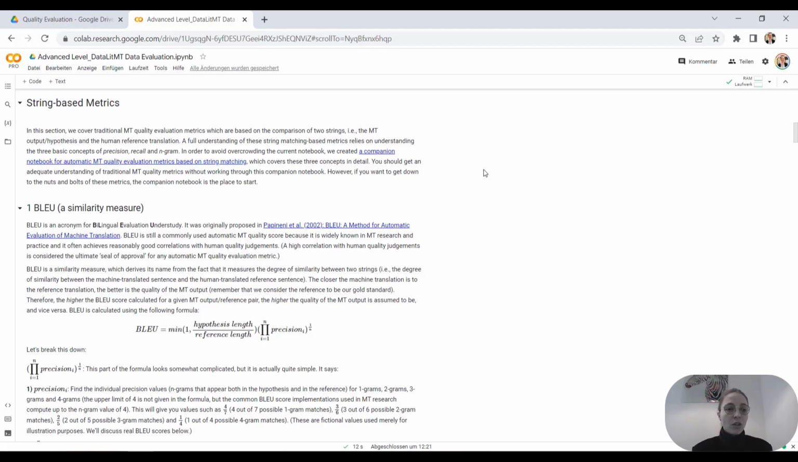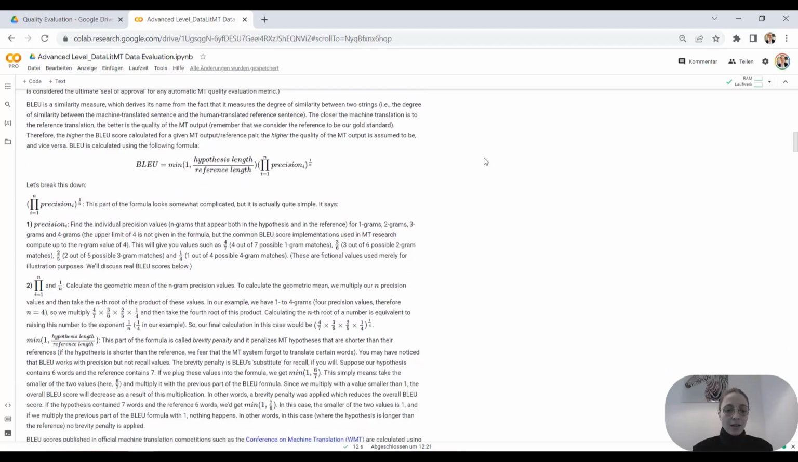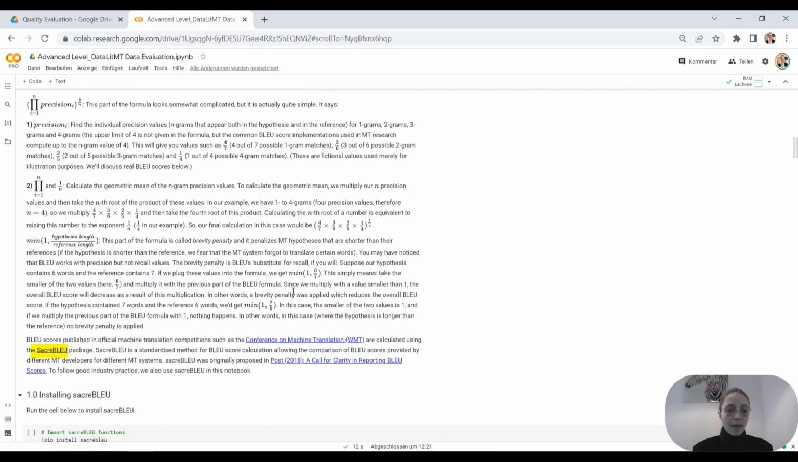And we will move on to the first string-based metric called BLEU, which was originally proposed by Papineni et al. already in 2002. And yet it is one of the metrics that is frequently used in research. Nowadays also often a different version of it called sacreBLEU is used, which is a standardized method for BLEU. So this is also the one that we will be using here.